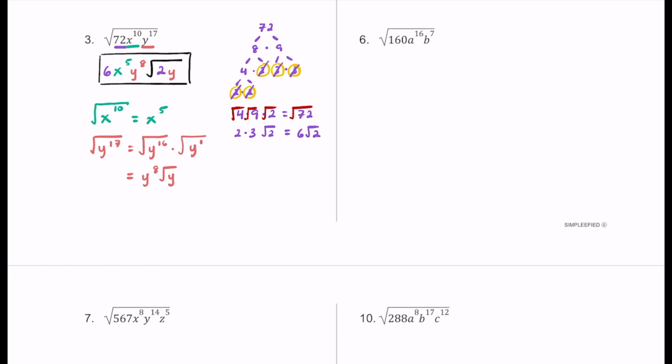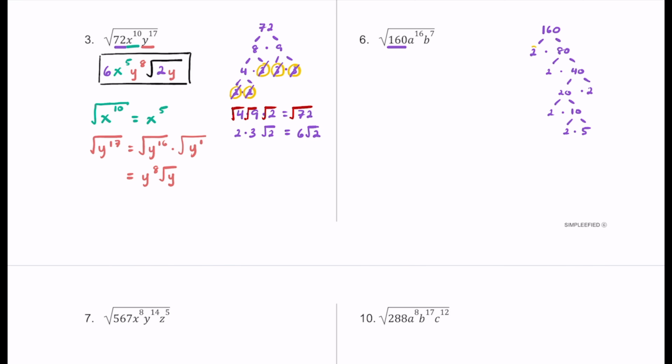For number 6, we have the square root of 160 a to the 16th b to the 7th power. So let's look at this 160 first. 160 can break into maybe 2 times 80, and then 80 can break into 2 times 40. 40 can break into 2 times 20. 20 can break into 2 times 10. And 10 can break into 2 times 5.